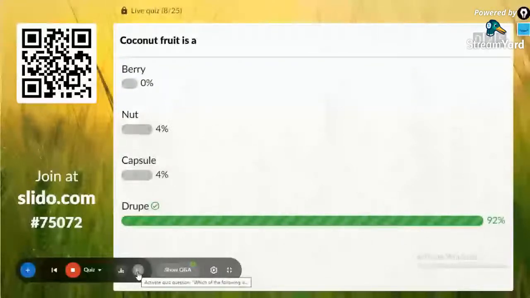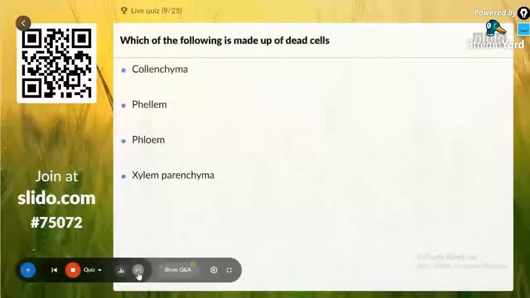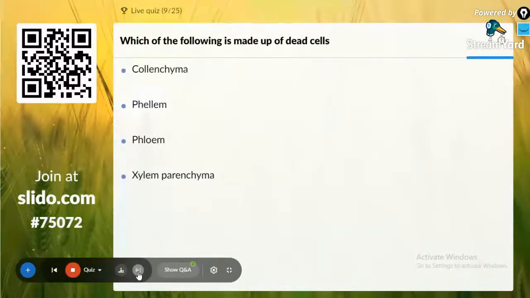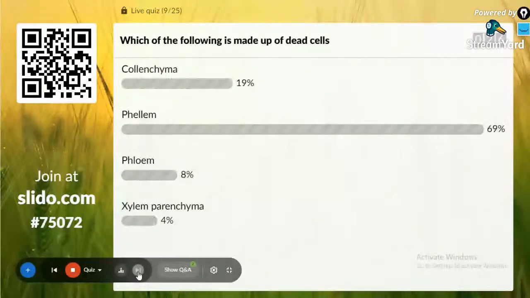Ninth question on the screen. Which of the following is made up of dead cells? Option A, collenchyma, B, phellem, C, phloem, and option D, xylem parenchyma. Which of the following is made up of dead cells? Yes, let's have a majority decision.